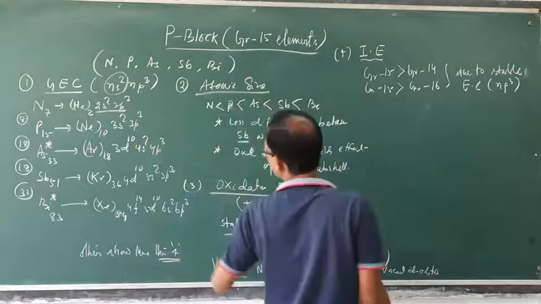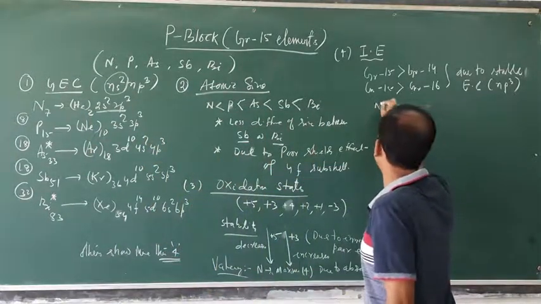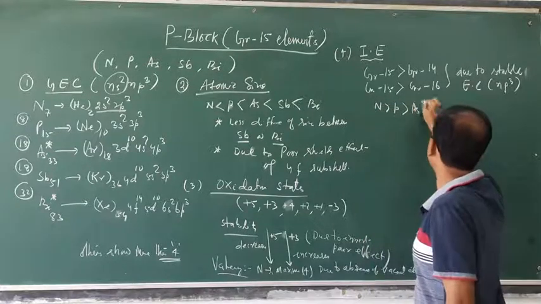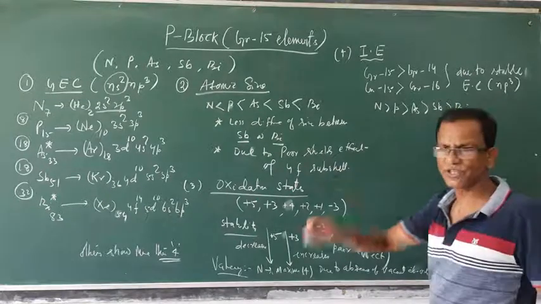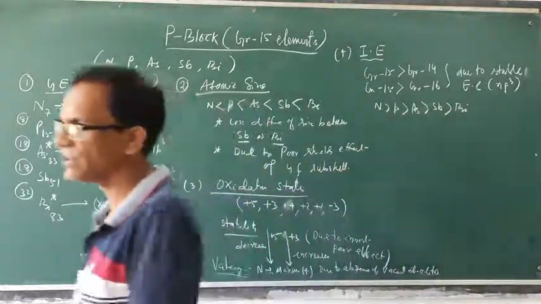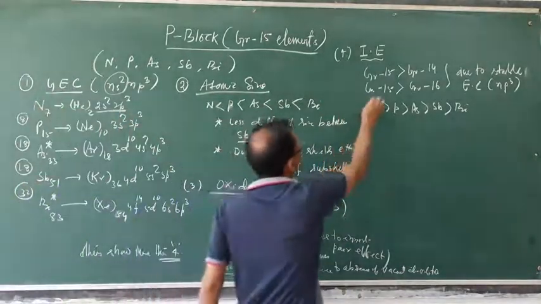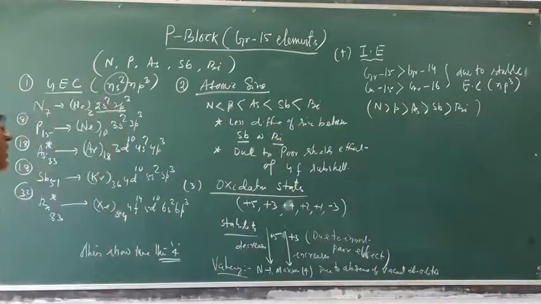Within the group, the ionization energy of nitrogen is greater than phosphorus, greater than arsenic, greater than antimony, greater than bismuth. Because size increases, ionization energy decreases. So this is the order of ionization energy of the nitrogen family, that is group 15. But if you compare groups 14 and 16, this is the comparison.